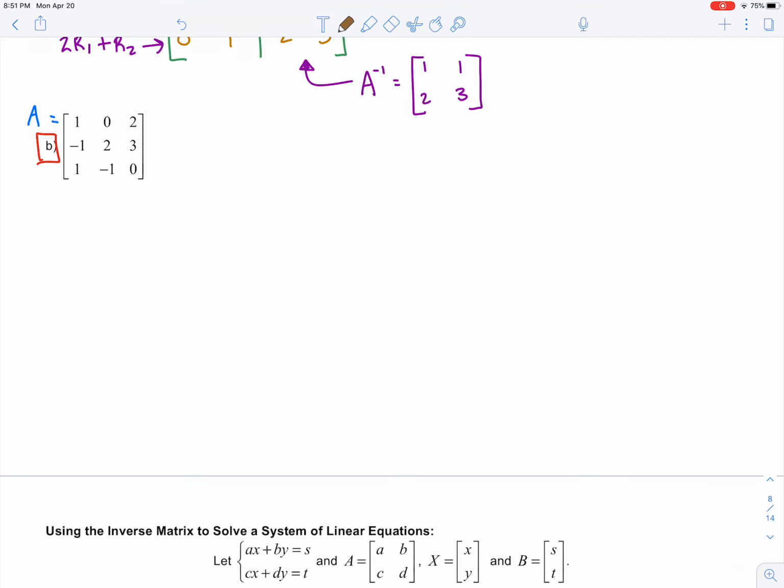So I named this matrix matrix A, so we're going to find A inverse. So first we write out our augmented matrix. So you write this matrix here.